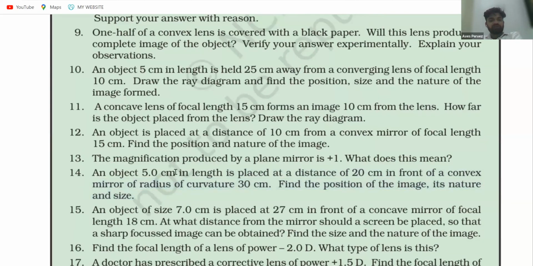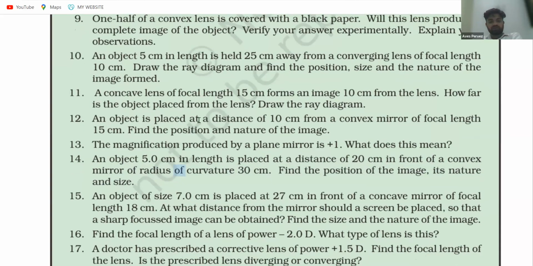Yes, yes. An object of size 14 centimeter, so it was centimeter 15. Which one are we doing? 15th one, sir. 15th one we are doing, na? Okay, let it be.